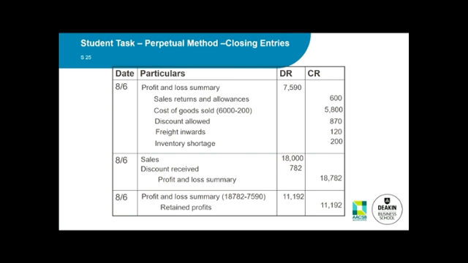So that's it for the perpetual system, right? Pay attention to this number, 11,192. When we do the same thing through the periodic system, transactions will be slightly different. Some of the calculations and presentations will be different, but we should arrive at the same value of 11,192.